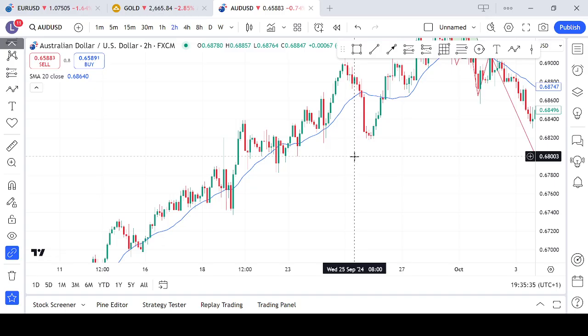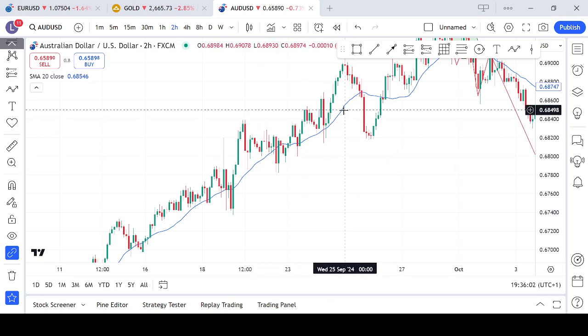Traders often use multiple moving averages to gauge the overall trend also. For example, a short-term moving average such as the 20-day crossing above a long-term moving average like the 200-day or the 50-day generates a bullish signal known as a golden cross. And when the short-term moving average crosses below the long-term moving average, it's considered a bearish death cross.